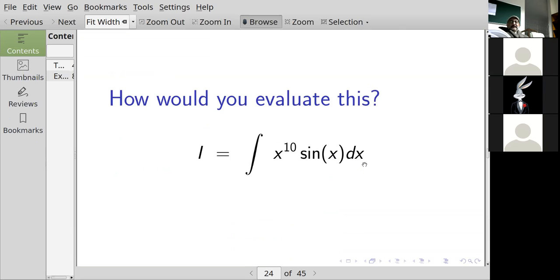So let's not actually do this one. It would take a while. But tell me what the strategy is for this one. You integrate by parts again and again until you get x to the sine of x. And my choice for u becomes what? X to the power 10, the polynomial part.